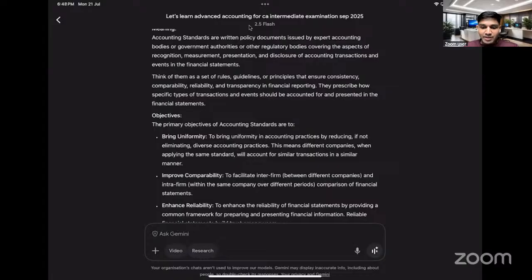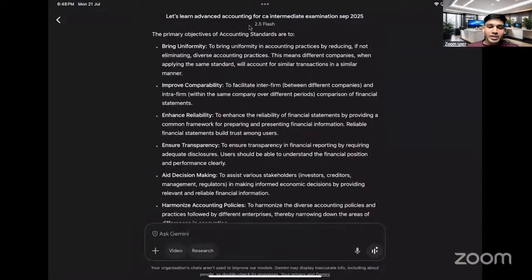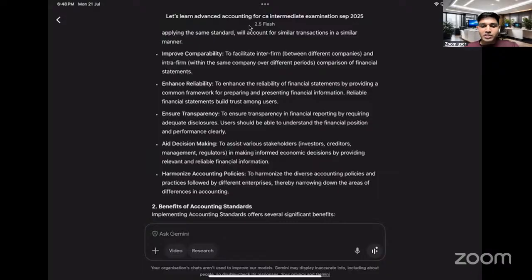They prescribe how specific types of transactions and events should be accounted for and presented in the financial statements. Objectives. The primary objectives of accounting standards are to bring uniformity, improve comparability, enhance reliability, ensure transparency, aid decision making, and harmonize accounting policies.